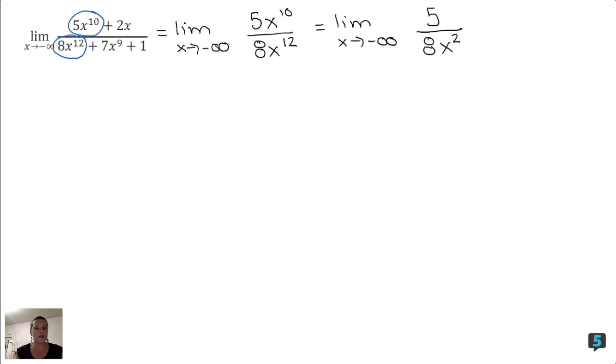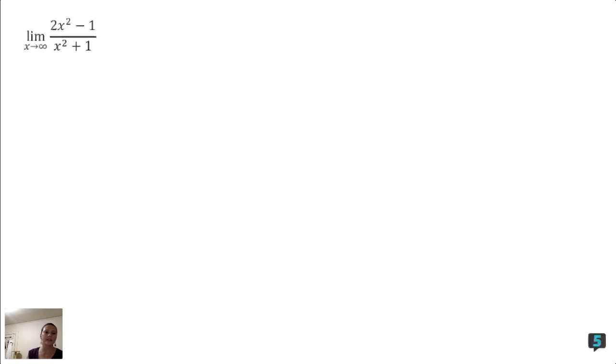It's bottom heavy. So that denominator is going to get larger and larger, which means that 5 over the quantity 8x squared is going to end up getting closer and closer to 0. Anytime we're looking at these bottom heavy functions and we're taking limits that go to infinity or negative infinity, we're going to find that they approach 0. All right, check out this next example.